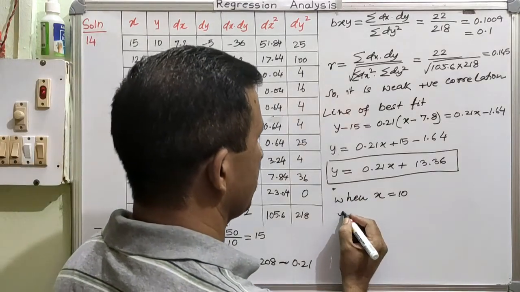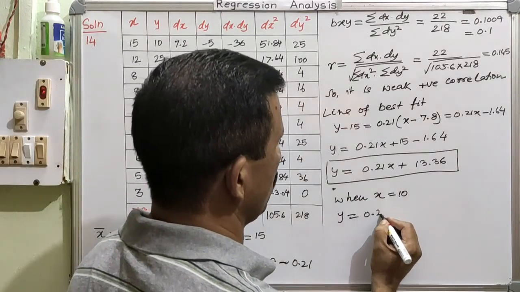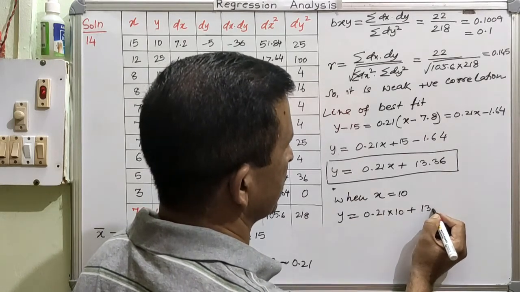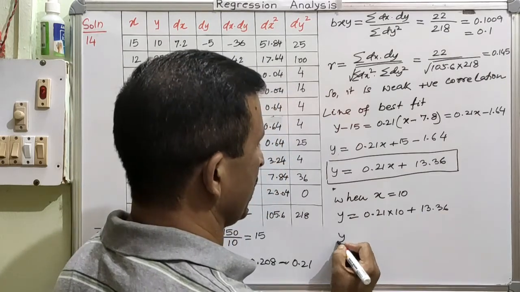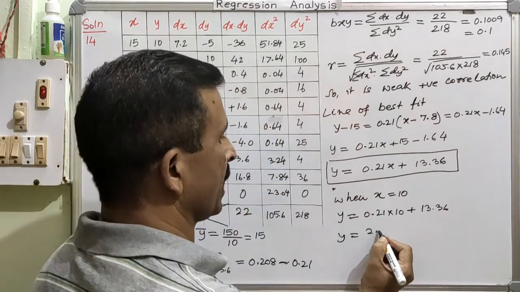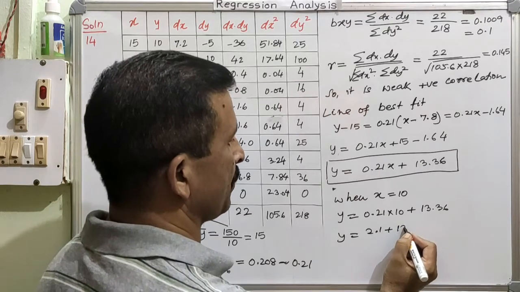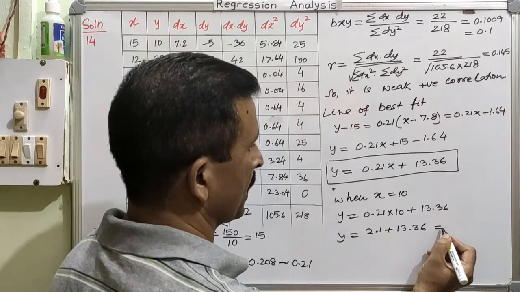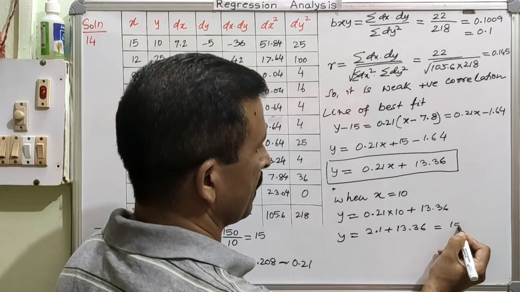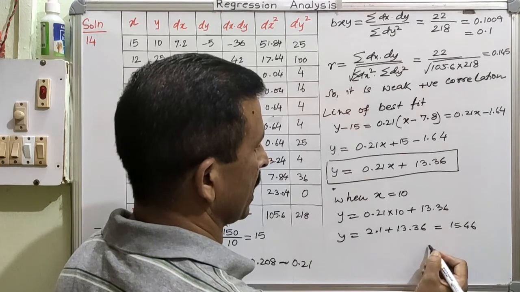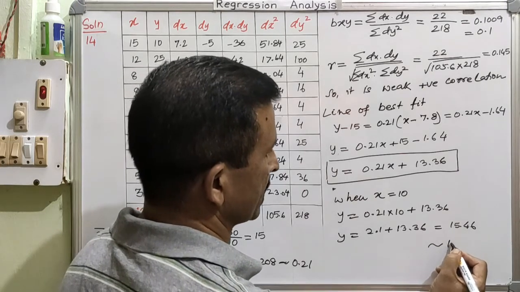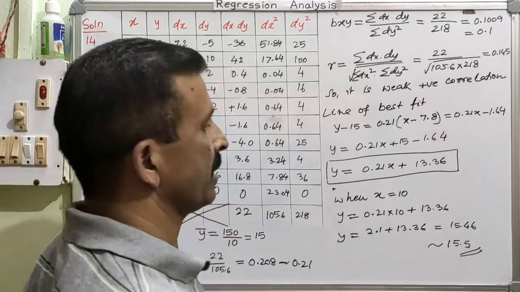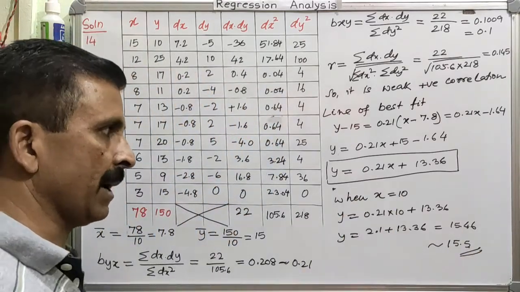So y is equal to 0.21 into 10 plus 13.36. Y is equal to 2.1 plus 13.36. So finally it will come equal to 15.46. When we round it off up to one place of decimal, it is coming as 15.5. So this is the value of your history marks when you get 10 marks in the physics.